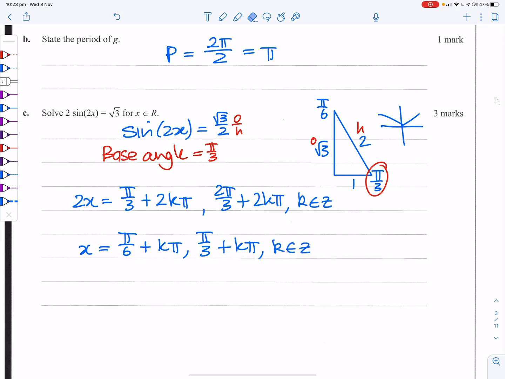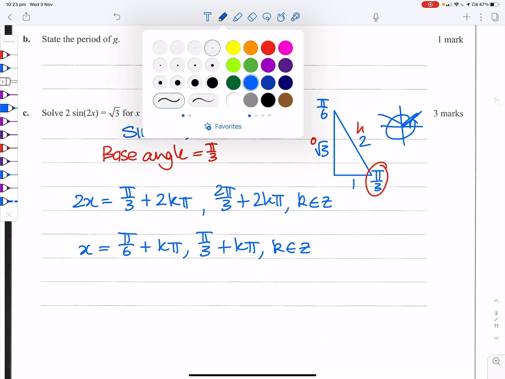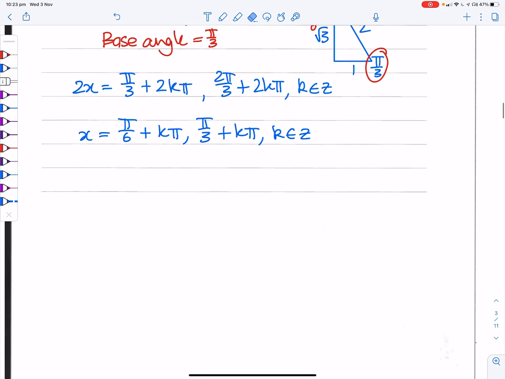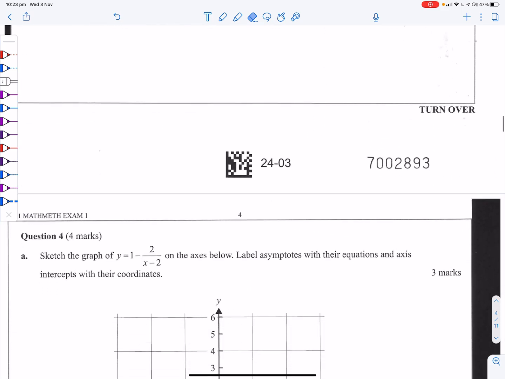It's important that you write this, because if you've got one solution, to get to the next one, you've got to either add a multiple of 2 pi, or you've got to subtract a multiple of 2 pi. Now, of course, that changes when we divide by 2, because we're halving the period, so we've got to add a multiple of pi. But that's our general solution.